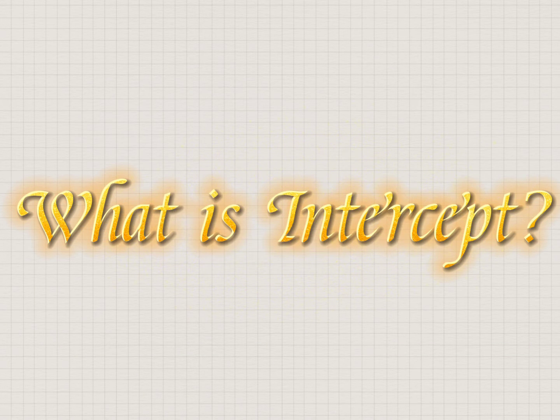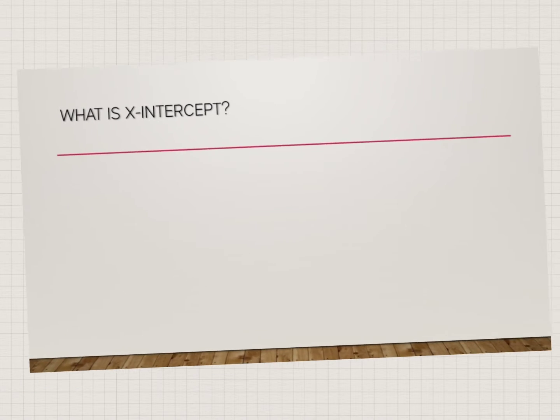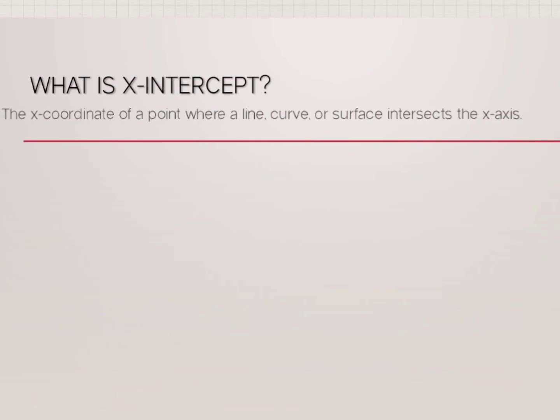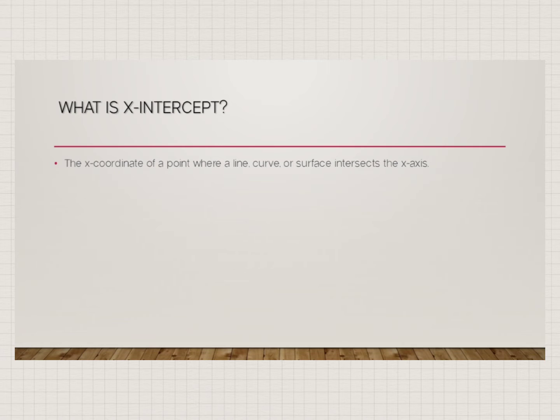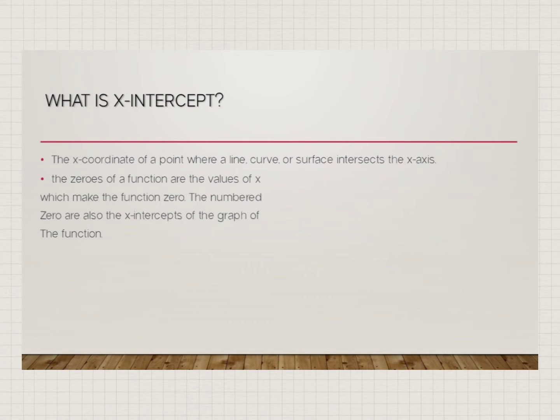So what is intercept anyway? The intercepts of the graph of a rational function are the points of intersection of its graph and axis. How about X-intercept? The X-intercept is the x-coordinate of a point where a line, curve, or surface intersects the x-axis. Also, the zeros of a function are the values of x which make the function zero. The zeros are also the x-intercepts of the graph of the function.